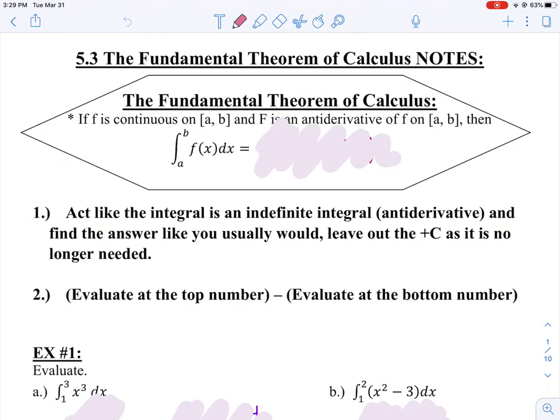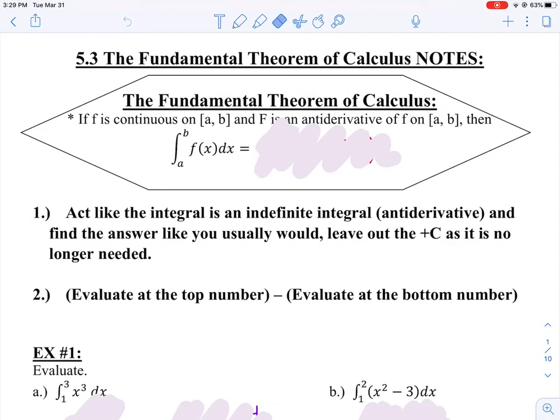Well, now in 5.3, we're going to find the exact area underneath the curve. We're going to find the definite integral. We're going to find the antiderivative from a to b using the fundamental theorem of calculus. There's actually two pieces to the fundamental theorem of calculus. We'll talk about one of them now, and then we'll talk about the second one later in this section.